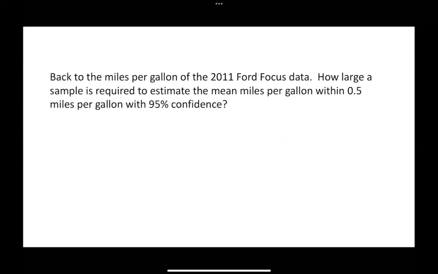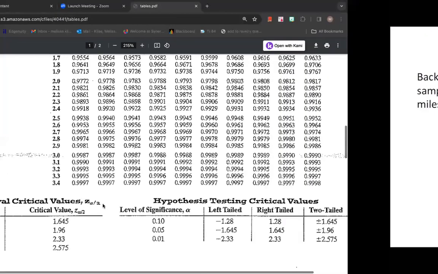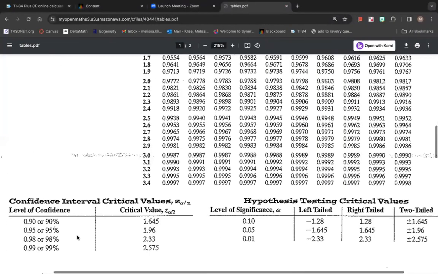All right, let's do one more. We'd like you to try this one. So back to miles per gallon of Ford Focus. How large of a sample size is required to estimate the mean miles per gallon within 0.5 miles per gallon, 95% confident? I'll get you the Z-score. The Z-score is 1.96. I'm trusting that you can get a Z-score by now.